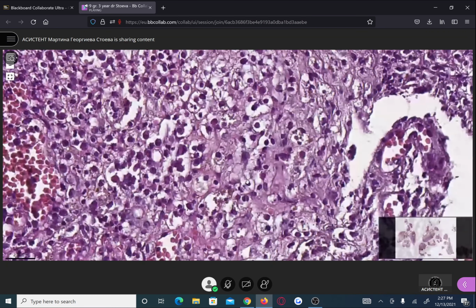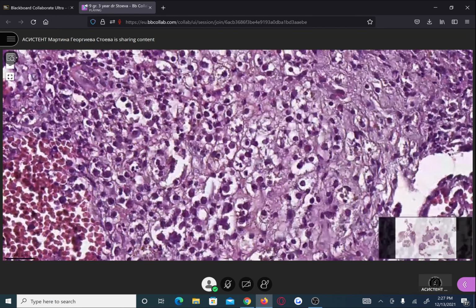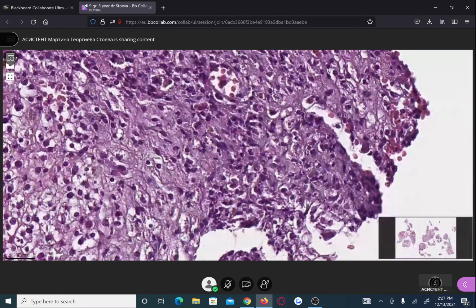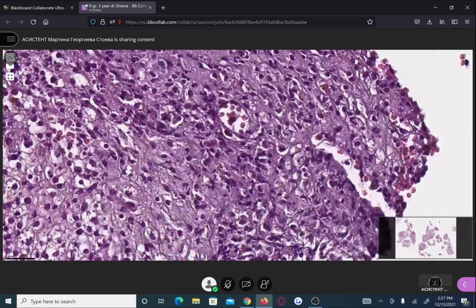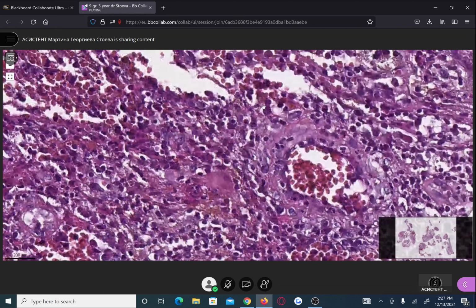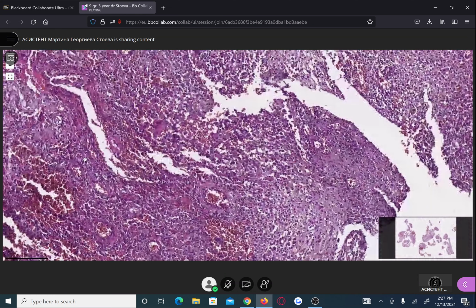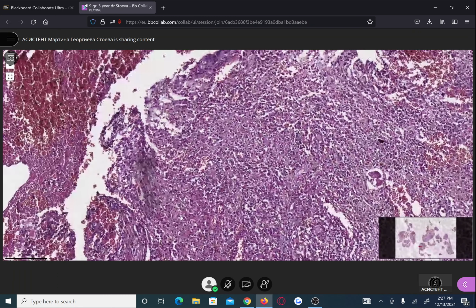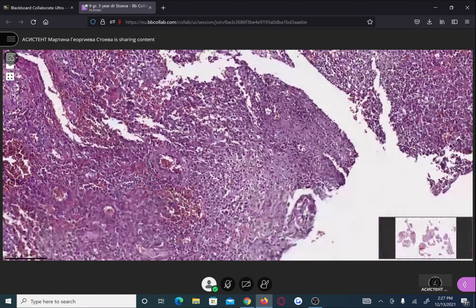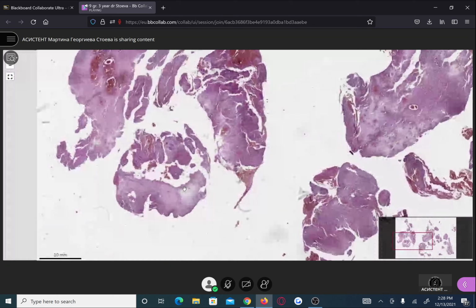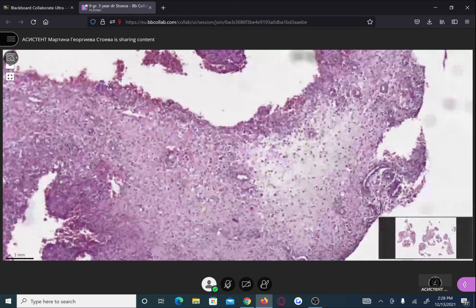And don't forget that there are fibroblasts in the granulation tissue. These fibroblasts are needed to proliferate and to produce collagen, because finally the granulation tissue transforms into fibrous tissue or connective tissue. The fibroblasts are spindle-shaped cells with elongated nuclei. Oh, this is not the best area.